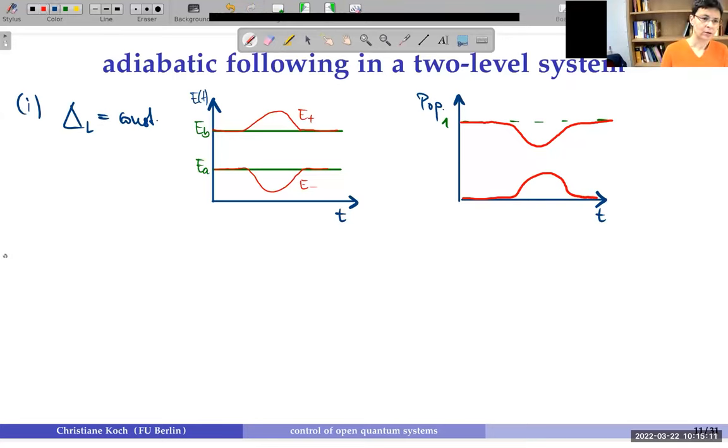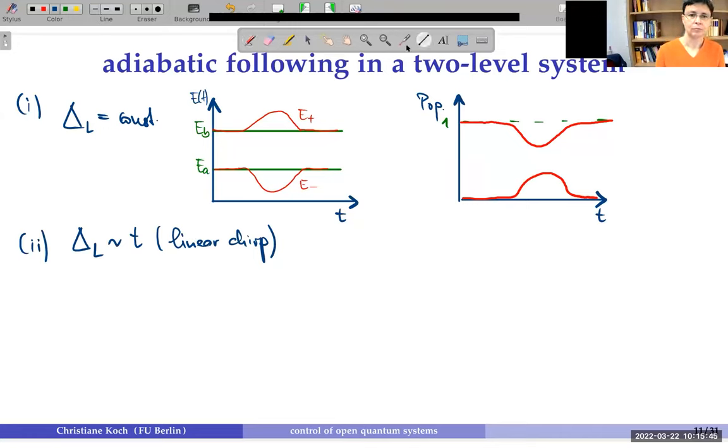Okay, and another possibility. So here, in both cases, we assume adiabatic following, but the result with respect to the eigenstates of H0, the field free states, will be quite different. So here, let's assume that we make this detuning time dependent. And that is the famous linear chirp that was already mentioned on the exercises also. And what happens then? If we plot the energy and the populations in this case.